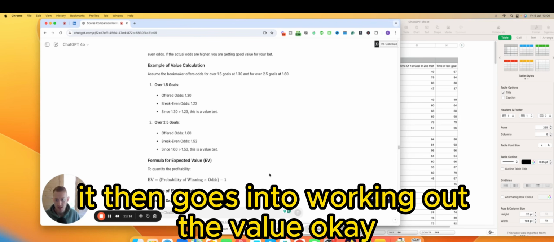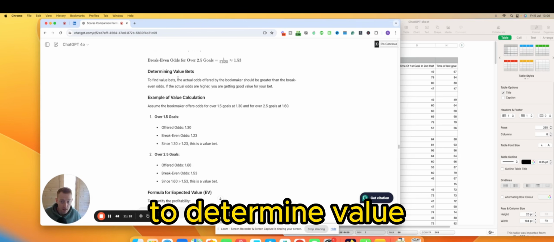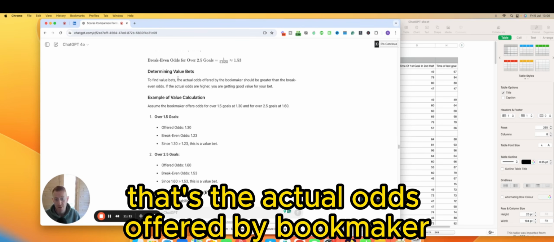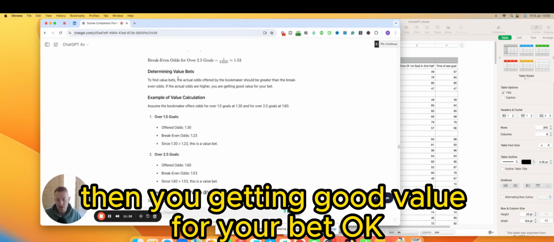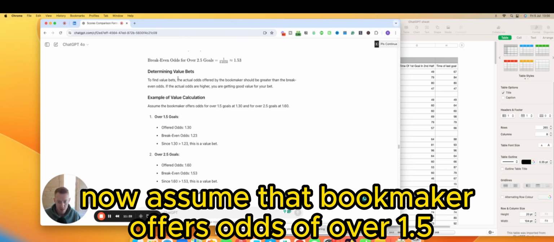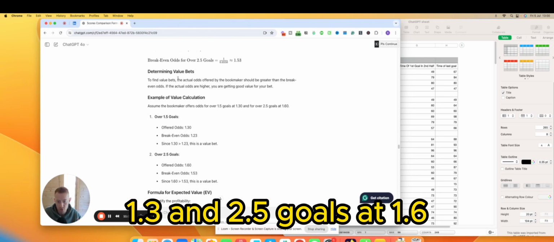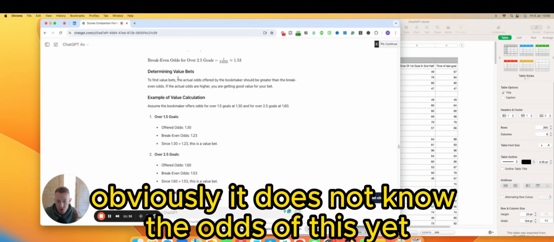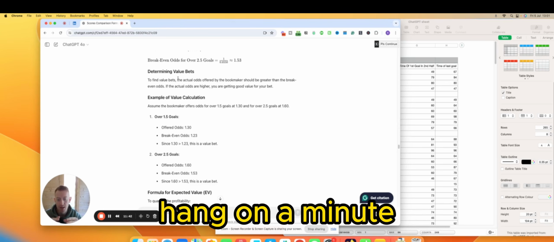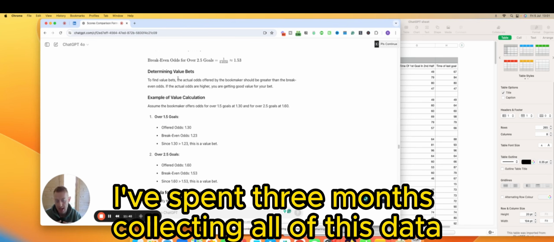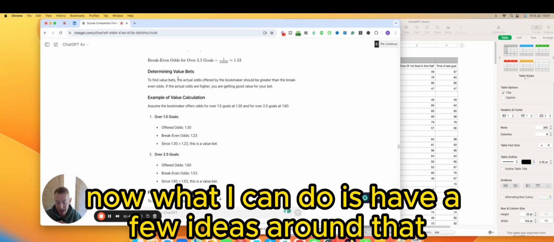It then goes into working out the value, okay, to determine value bets, the actual odds offered by a bookmaker should be greater than the break-even odds. If the actual odds are higher, then you're getting good value for your bet. Okay, now assume that a bookmaker offers odds of over 1.5 at 1.3 and 2.5 goals at 1.6. Obviously, it does not know the odds of this yet, but what we can then do is use this as an idea to look at these games and go, hang on a minute, I've spent 3 months collecting all of this data. Now what I can do is have a few ideas around that.